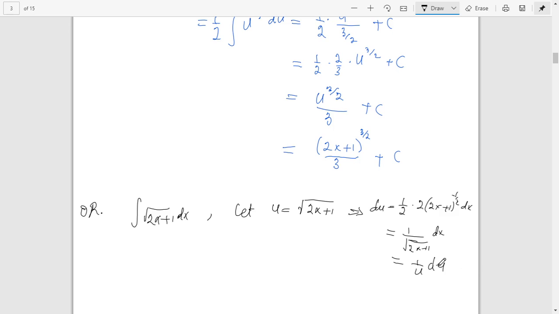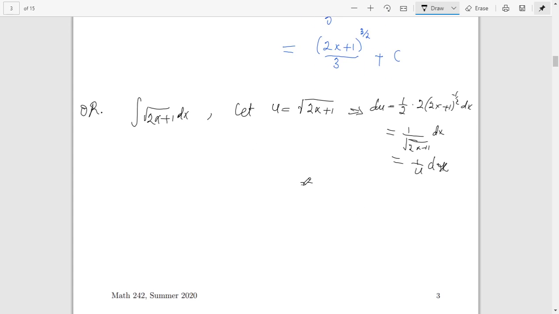That is the same thing as 1 over u dx. Notice here that our u was square root of this. So that tells me that if I multiply both sides by u, I get that u du is equal to dx. So that my integral now becomes integral of square root of 2x plus 1, which is u, multiplied by my dx, which is u du, which is the same thing as integral of u squared du.